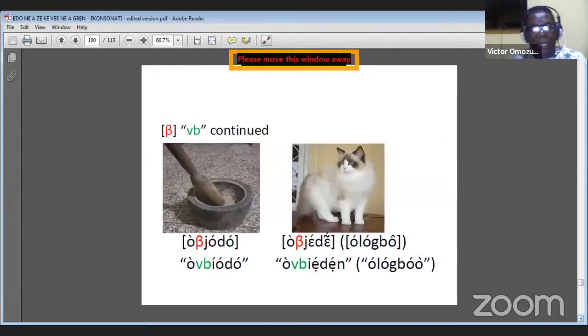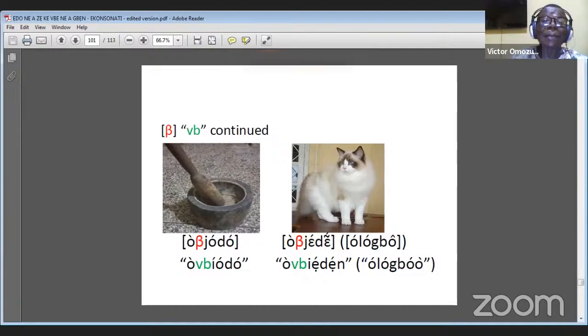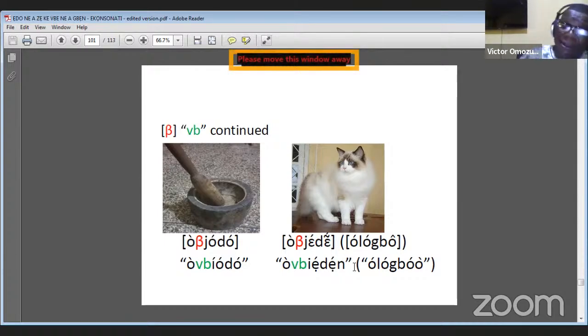Okay. Then we have the V in Obiodo. Like our sister said, Obiaga. So Obiodo, that is the pestle. This one, the pestle. Different from the mortar. Then Obiede. So you can see the issue of glide formation there, because once you have E in that position, it must turn into a glide. Obiede abeti ologbo.